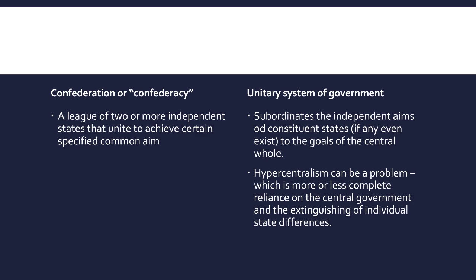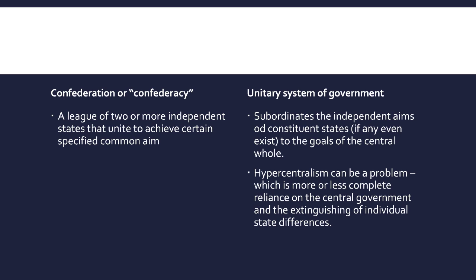Now, you will see this term when you read the Declaration of Independence. You see the word confederation, the Articles of Confederation. This term is in there, and you will sometimes actually see this word in the Constitution. So what is a confederation or quote-unquote confederacy? It is a league of two or more independent states that unite to achieve certain specified common aims. The most popular time we see this term in history is the Civil War, the Confederacy of the United States.